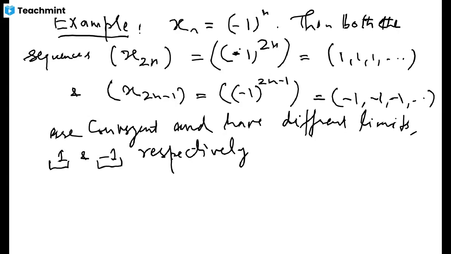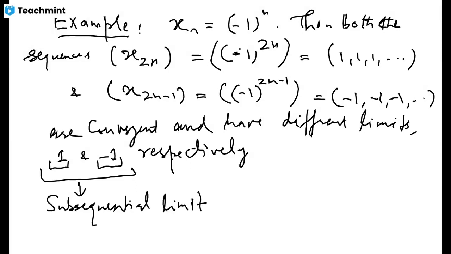These limits are called subsequential limits. So a sequence will have another kind of limits, which are subsequential limits. So what is a subsequential limit? A subsequential limit is a limit of a subsequence of a given sequence, if it exists. It is not necessarily the case that it will always have a subsequential limit. Sometimes it might not have a subsequential limit.